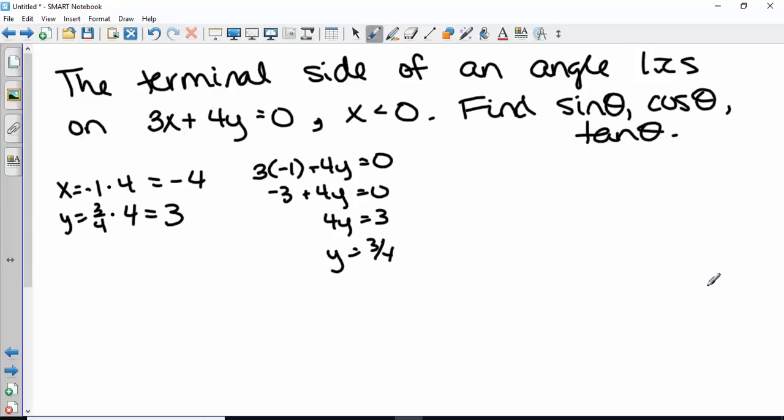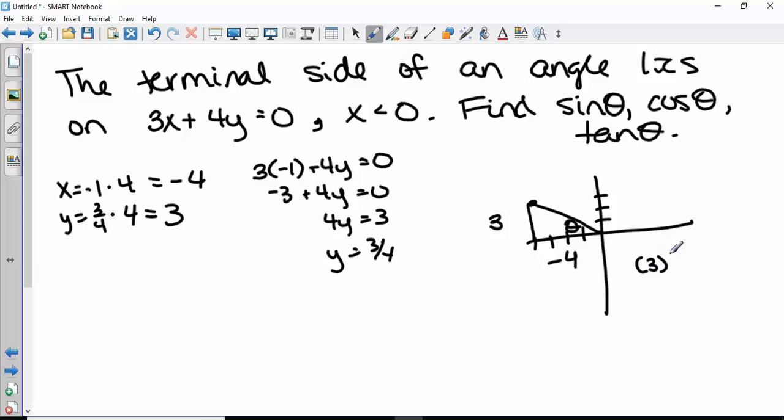Alright, so then we can set up a triangle. My x was negative 4, y is positive 3. So there's my angle. So this side is negative 4, this side is 3, so Pythagorean theorem.